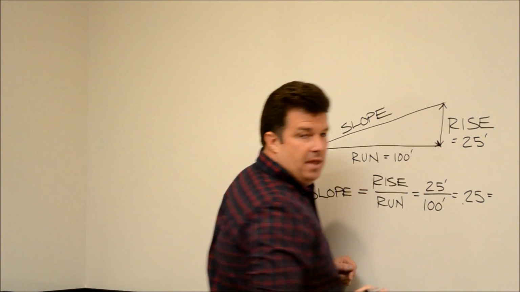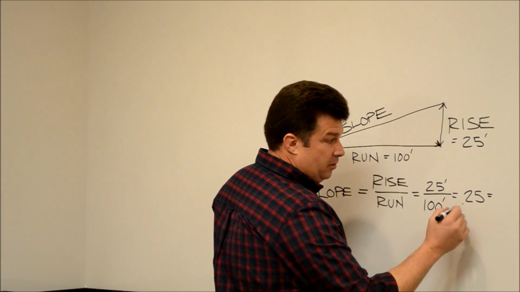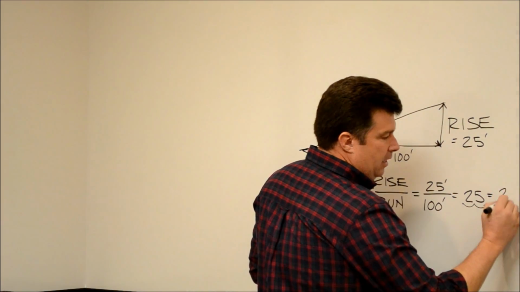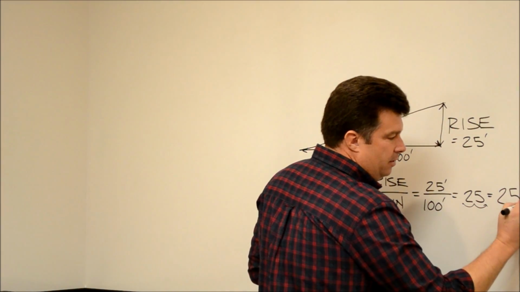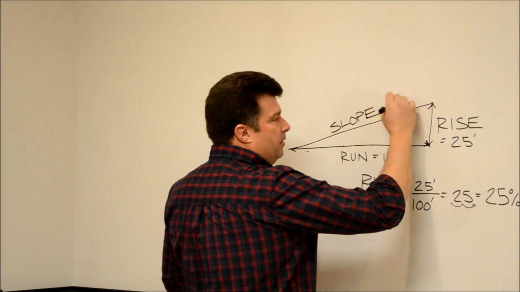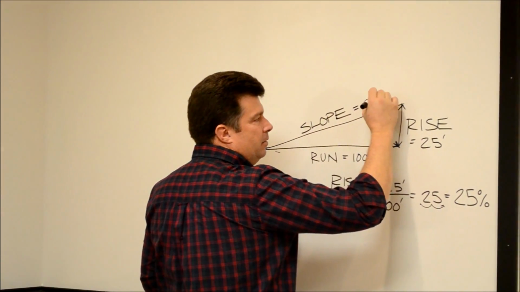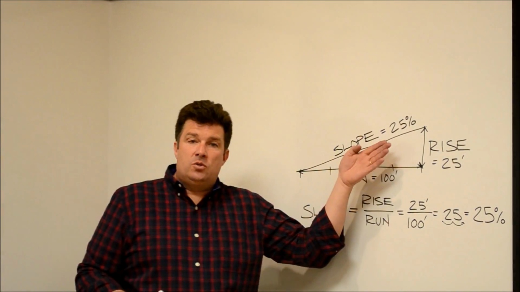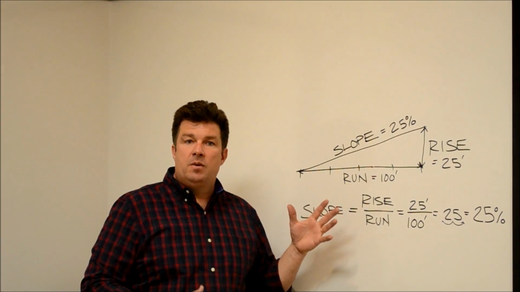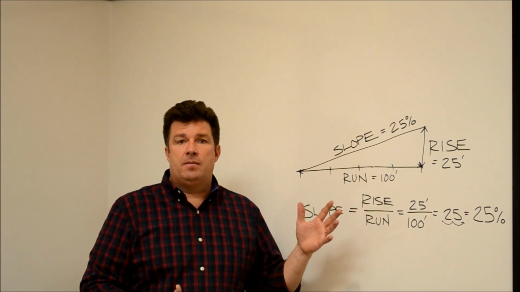Typically we talk about that in terms of a percentage, so with percentage, of course, you just move that decimal point 2 places over and we get 25%. So the slope of that particular line is approximately 25%. So 25% or percentage of slope is one way to talk about this slope, but there's also various other ways to talk about the slope.